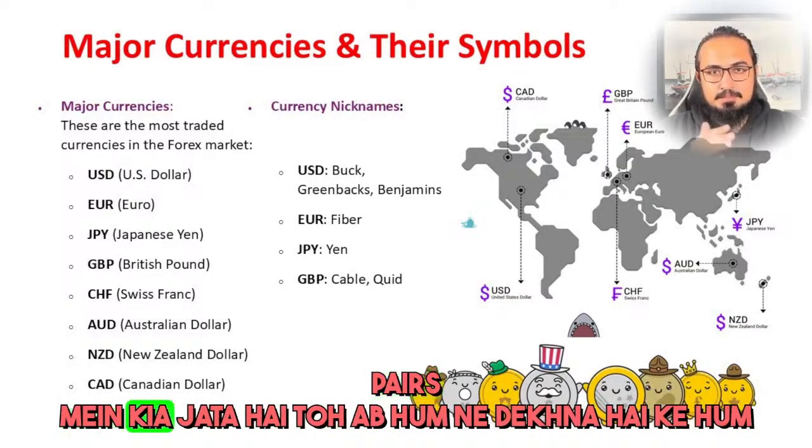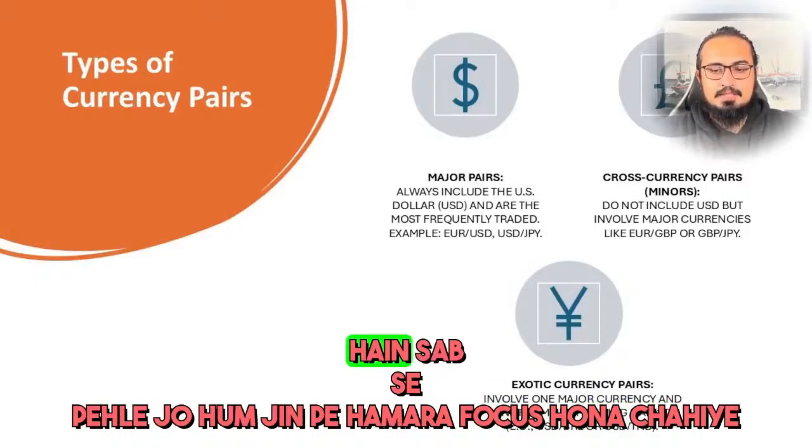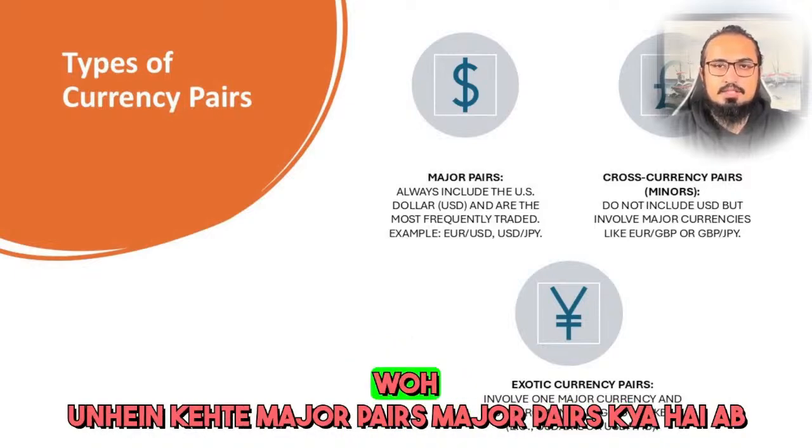For example, with the Canadian dollar, we trade USD/CAD. This is a major pair. Yen USD traded. This is a major pair. Euro USD traded. Major pair. Similarly, the others against USD will do. These are all the major pairs. After this, there are also minor pairs.